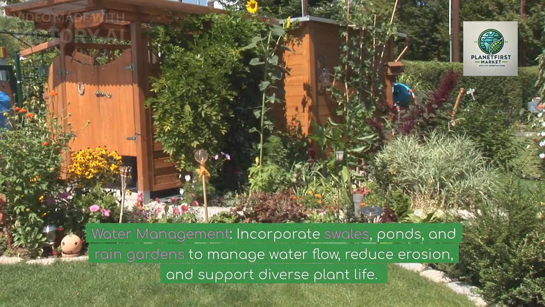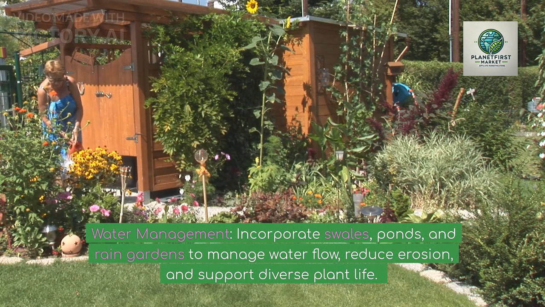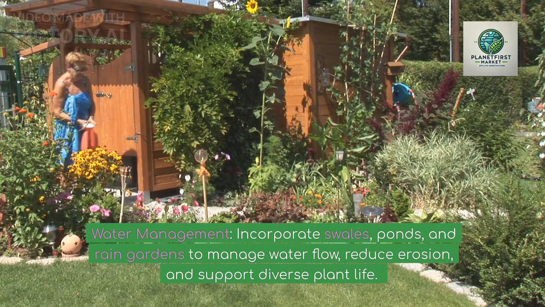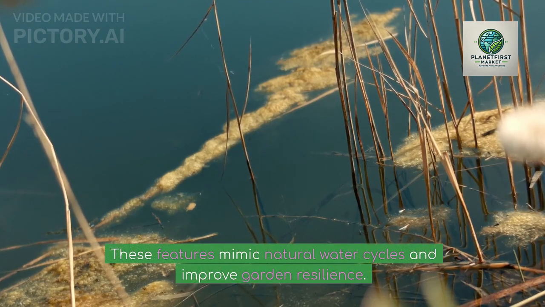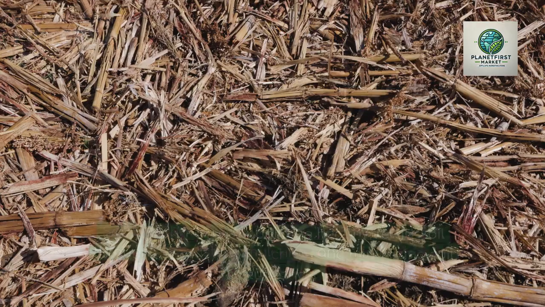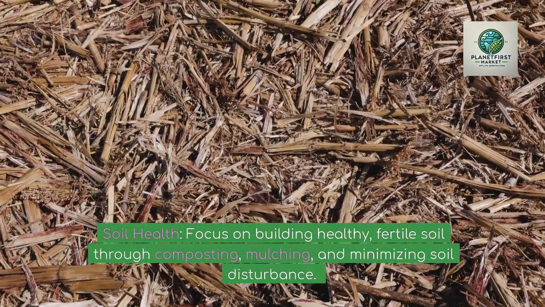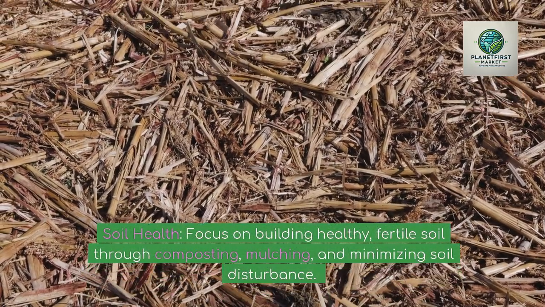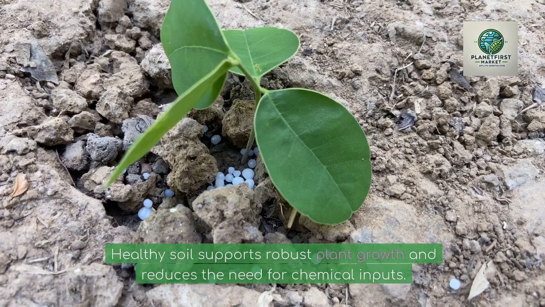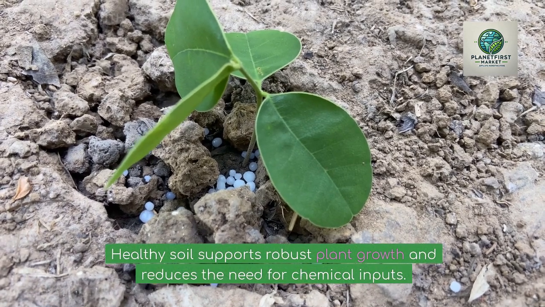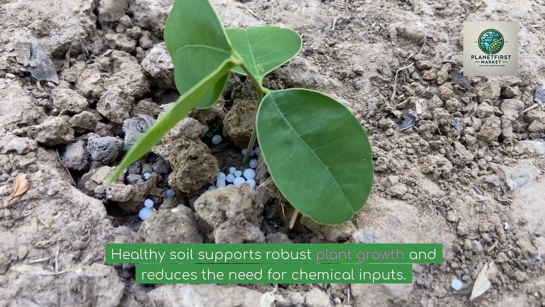Water management. Incorporate swales, ponds, and rain gardens to manage water flow, reduce erosion, and support diverse plant life. These features mimic natural water cycles and improve garden resilience. Soil health. Focus on building healthy, fertile soil through composting, mulching, and minimizing soil disturbance. Healthy soil supports robust plant growth and reduces the need for chemical inputs.